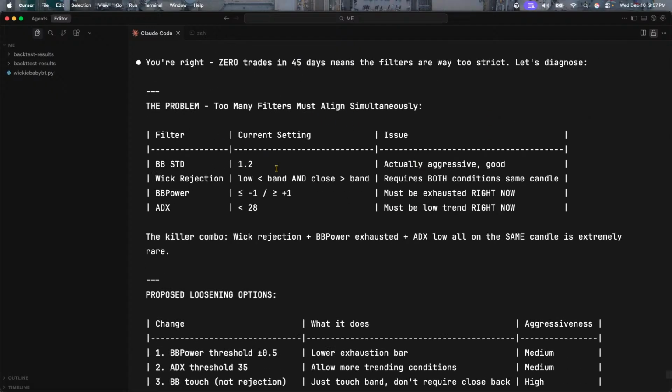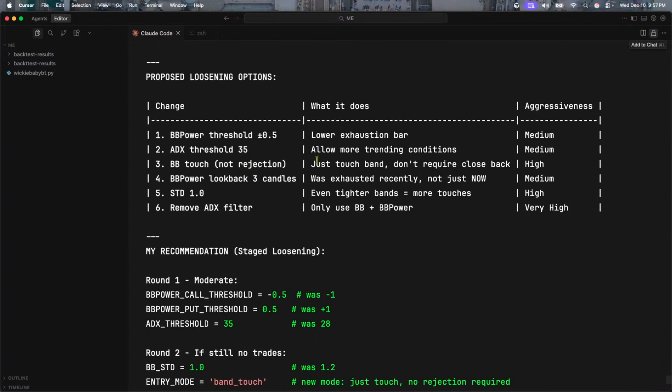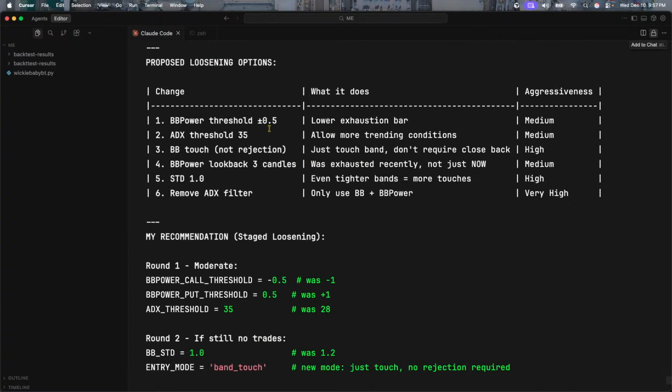Let's diagnose it. Actually aggressive. The wick band requires both. Okay, must be exhausted. The proposed loosening: 0.5 instead of 1, I mean 0.5. ADX threshold, allow more trending conditions. BB touch, not just rejection. Just touch, not the require-close-back rule.